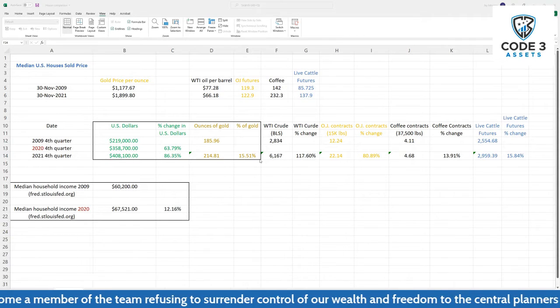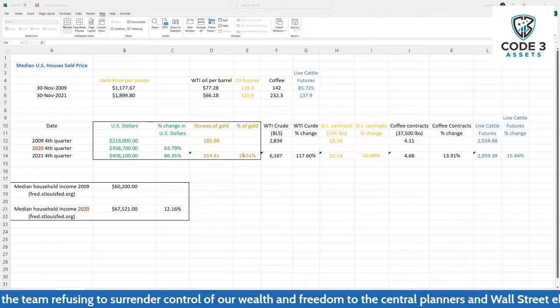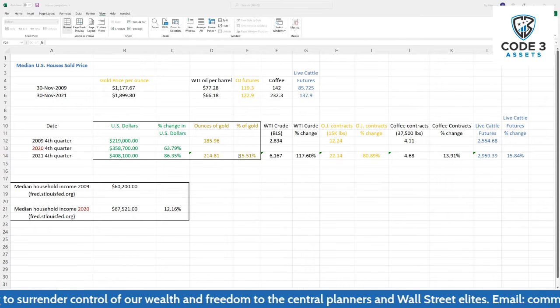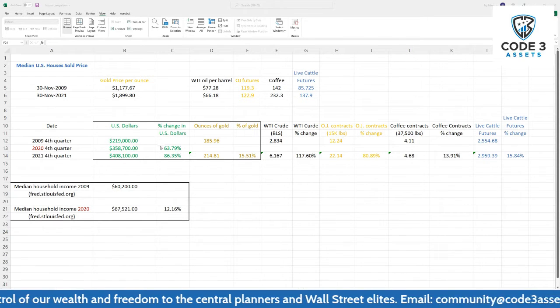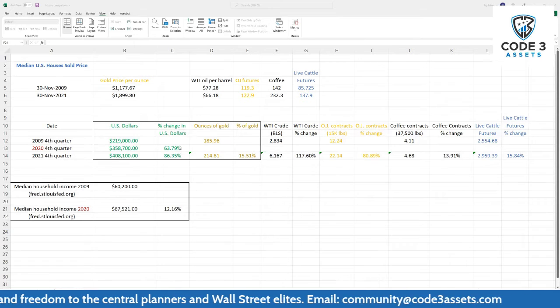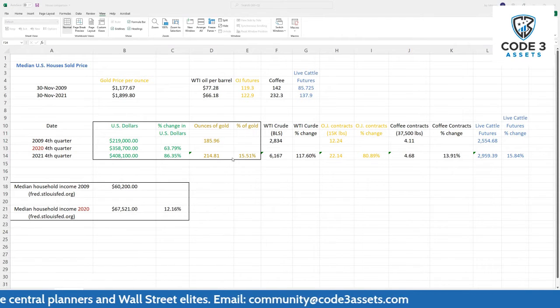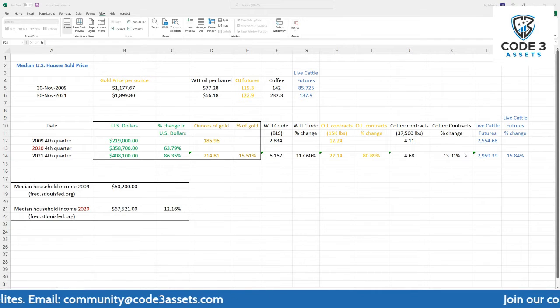But look here, this number is actually calculated off those first two lines. 15% more gold to get that house, but 63% more paper dollars. So the gold was a better store of value. Then I just wanted to show this right here because it's going to kind of expand, and you guys can look across here at these other things on your own.